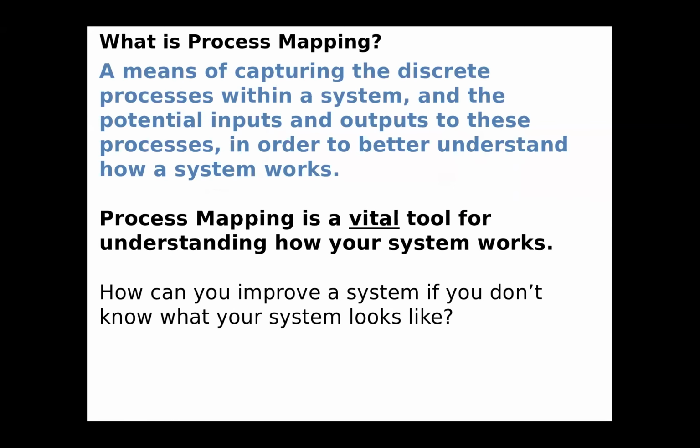So whenever you're trying to build a conceptual model, you need to try and understand the processes that are going on in the real world system. And a really useful tool for doing that, particularly if we're developing something like a discrete event simulation, is process mapping. Process mapping is basically just a way of trying to capture those discrete processes within a system and what the inputs and outputs are to each of those processes, to try and understand how that system works.